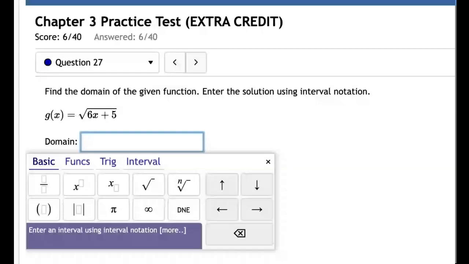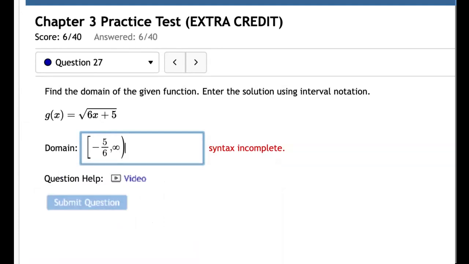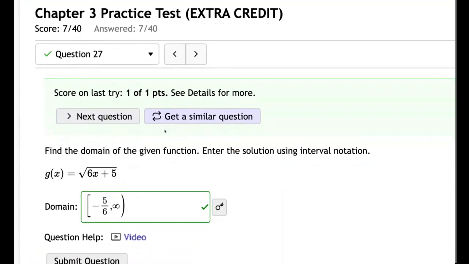All right, putting it in, bracket, -5/6, comma, infinity. All right, if we're good on 27, let's go to 29.